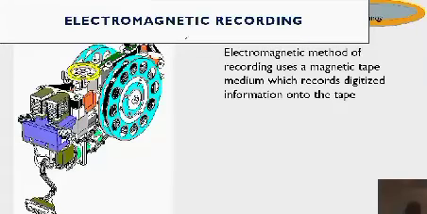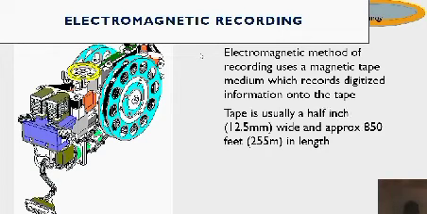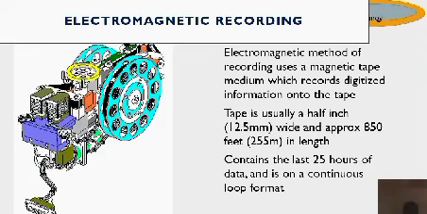We see the electromagnetic recording, how it was done. The electromagnetic method of recording uses a magnetic tape which records digitized information onto the tape. The tape is usually a half-inch, that is 12.5 millimeters wide, approximately 850 feet, which is 255 meters, in length. It contains the last 25 hours of data and is on a continuous loop format.